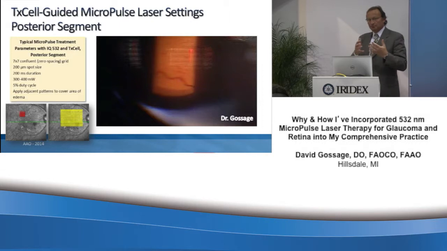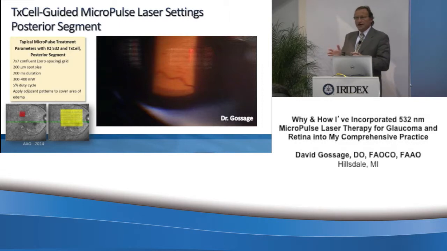So what I've found is that backing off to, if you're using a 200 micron spot size, I think 300 milliwatts is a nice starting point. If you don't see any biological effect, you can then bump that up. Or if you want, you can also do the titration method of being able to titrate the power setting, and we can discuss that a little later.